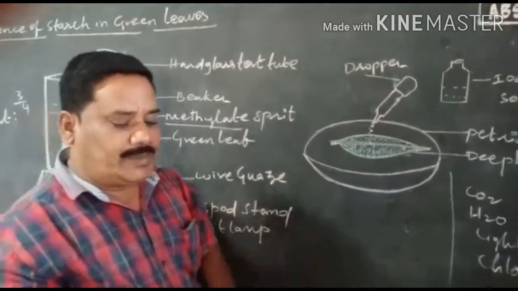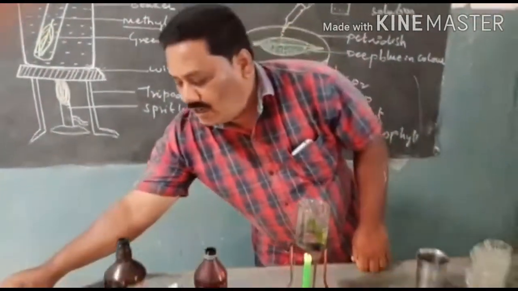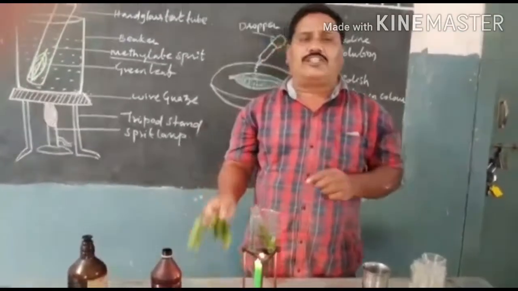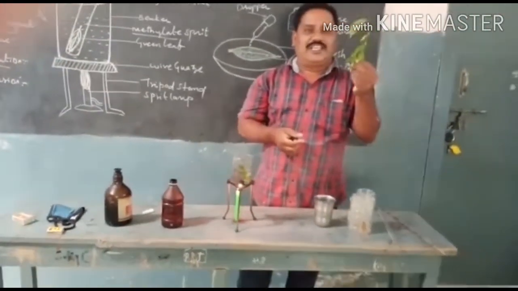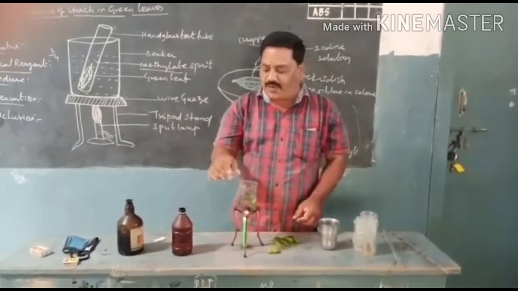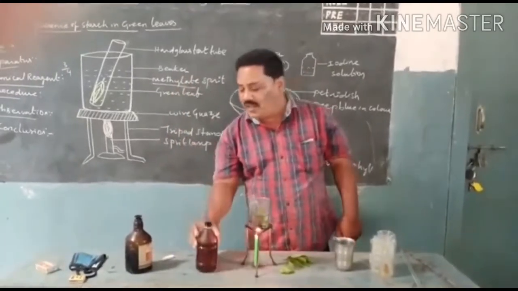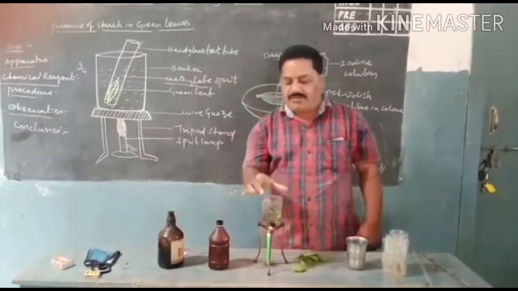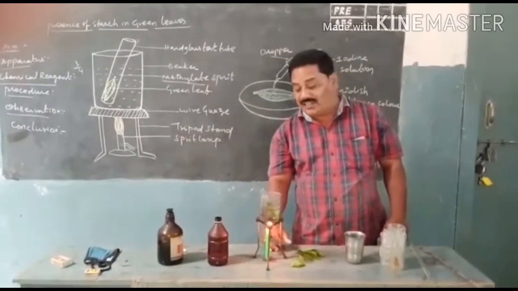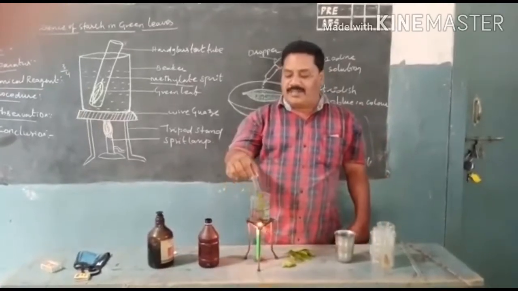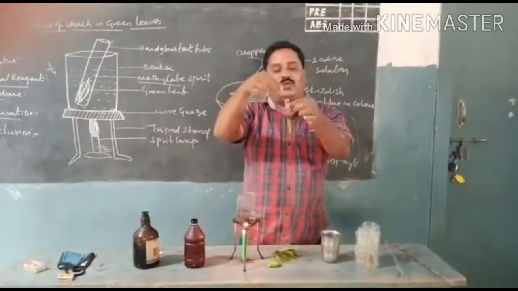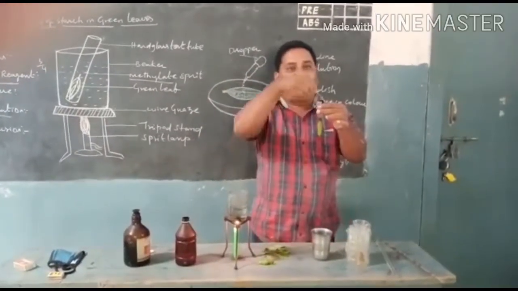Now let us come to this experiment. Here, to prove that starch is present in the green leaf, this is the green leaf collected from the plant. We take methylated spirit, iodine solution, beaker, hard glass test tube, tripod stand and spirit lamp. Now take methylated spirit in the test tube, and put the green leaf into the test tube.